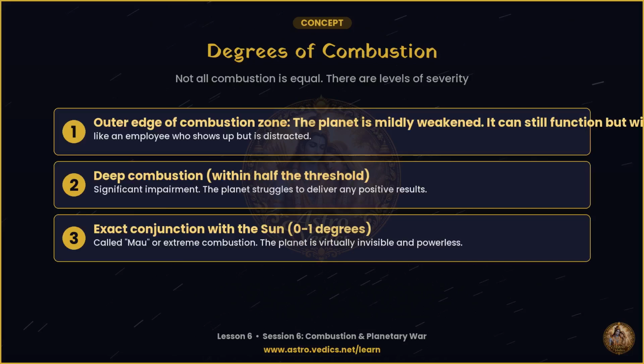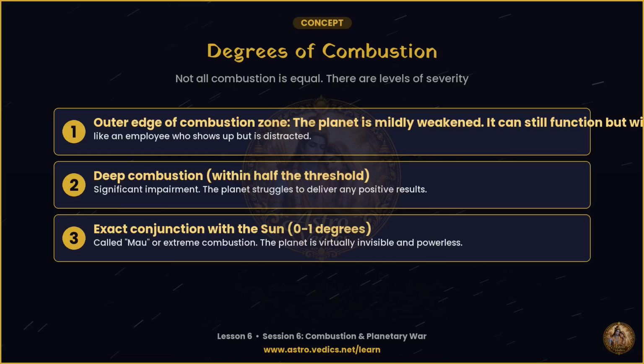Degrees of combustion. Not all combustion is equal. There are levels of severity. Outer edge of combustion zone: the planet is mildly weakened. It can still function, but with reduced effectiveness, like an employee who shows up but is distracted. Deep combustion, within half the threshold: significant impairment. The planet struggles to deliver any positive results. Exact conjunction with the Sun, 0-1 degrees, is called Mao, or extreme combustion. The planet is virtually invisible and powerless.